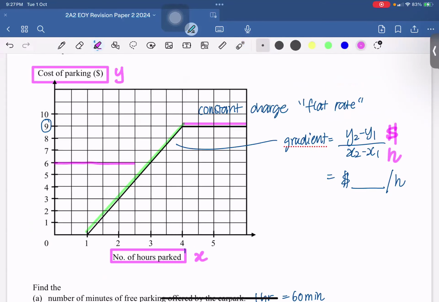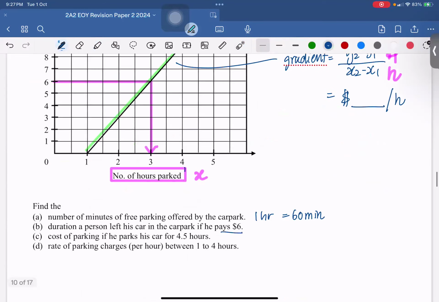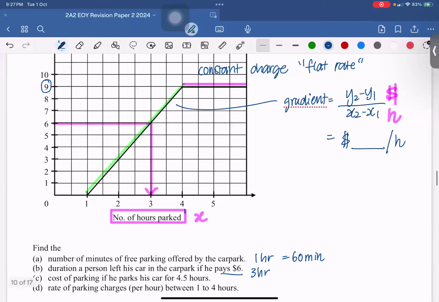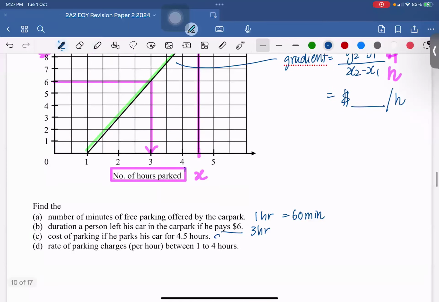Yes, then you read the number correct. 3 hours. So this one is 3 hours. Find the cost of parking if he's parked his car for 4.5 hours. So 4.5 hours where for $9. No need to divide by 3. Read the answer directly. How much is it? $9. Okay, just read the number. So this one is just $9.